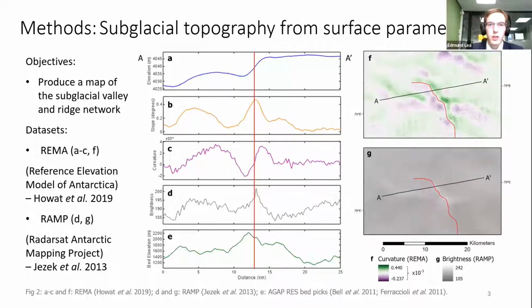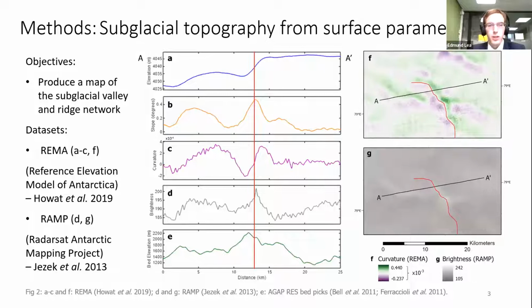And what we can see is that broadly, there is a good qualitative relationship between the position of the greatest slope, and that translates also to a transition from positive to negative curvature, and the position on the bottom panel, which is actually a profile from the AGAP radar image for this profile. There's a good relationship with the position of the actual peak in the subglacial topography.